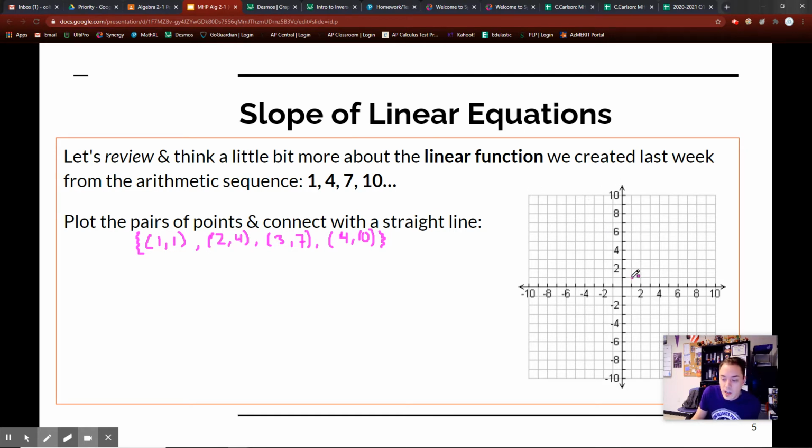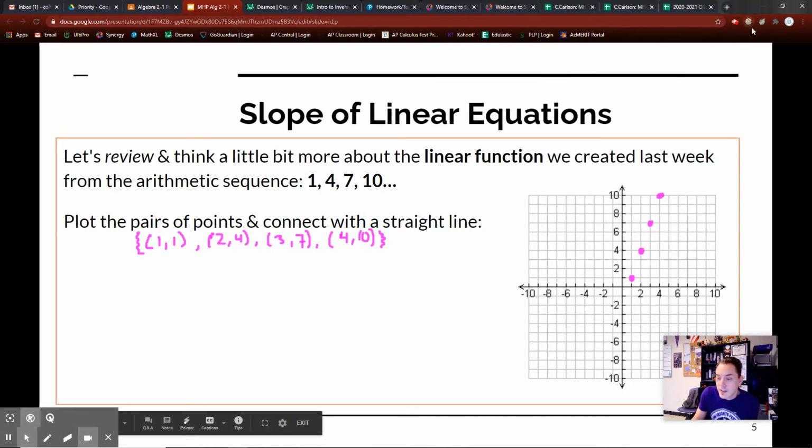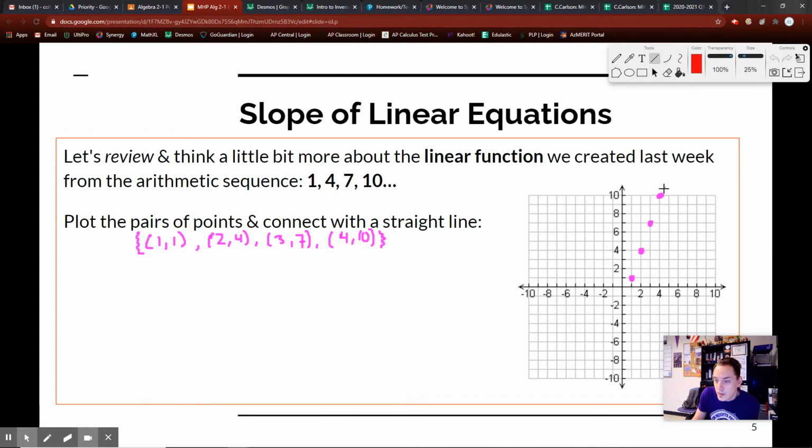So (1, 1) is right here. Perfect. (2, 4) is right here. (3, 7) is right here. And then (4, 10). Let's try to get a perfect line. And I think I can get a perfect line using this little function right here. Watch. Hopefully I can get a perfect line. Oh, look at that. That is a perfect line.